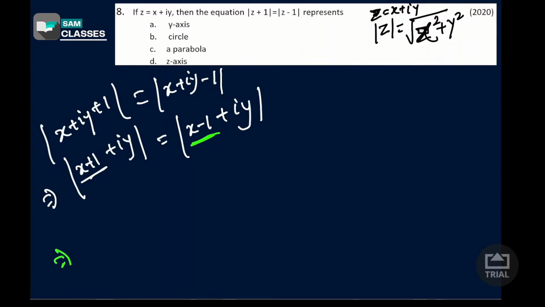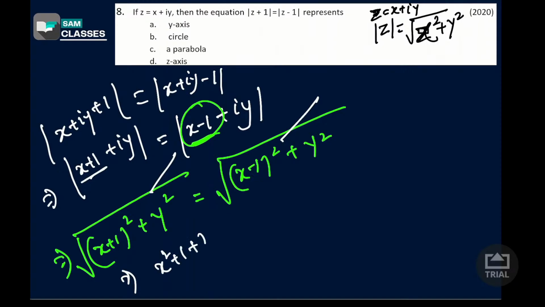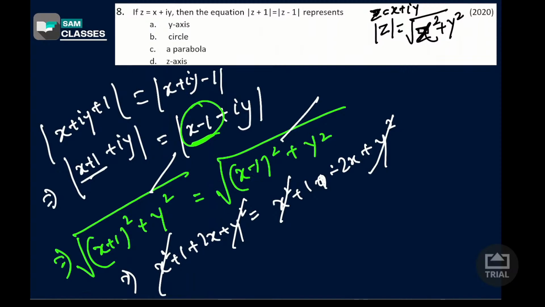So if I want to do the modulus, what will I get? Square root of (x plus 1) whole square plus y square is equal to this side, square root of the real part square plus the imaginary part square. Now remove the square root, square it. So what will you get if you solve it? x square plus 1 plus 2x plus y square. This side, x square plus 1 minus 2x plus y square. So y square and x square cancel. So what we got? 4x equal to 0.